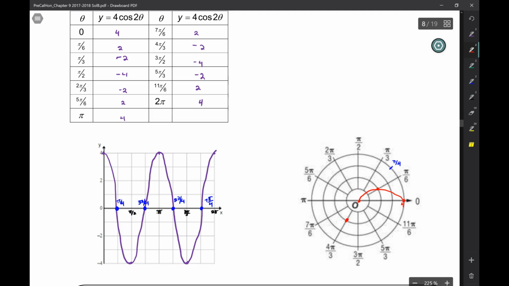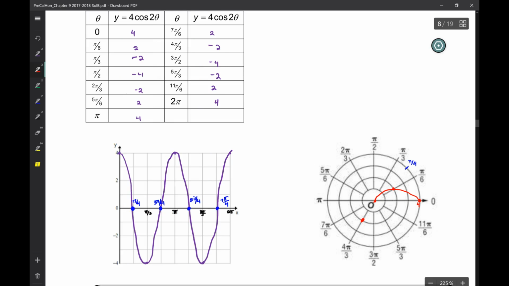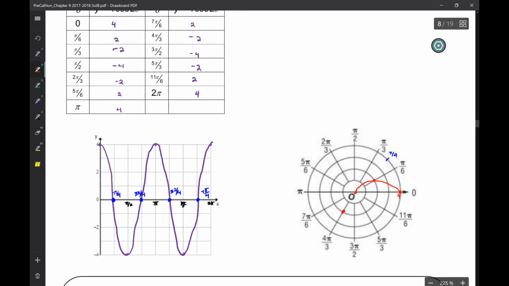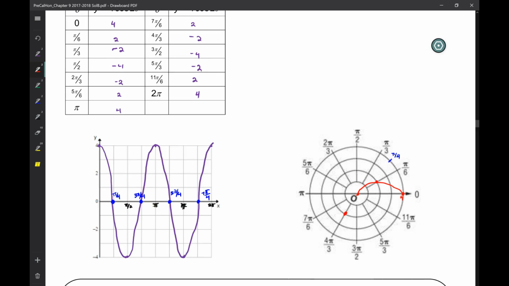And then we have pi over 2 is negative 4, here. 2 pi over 3 is negative 2.